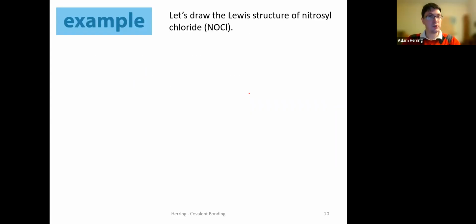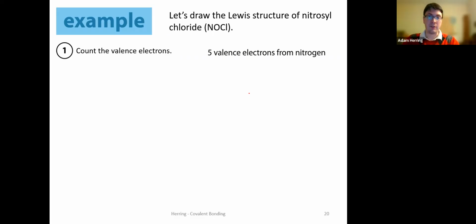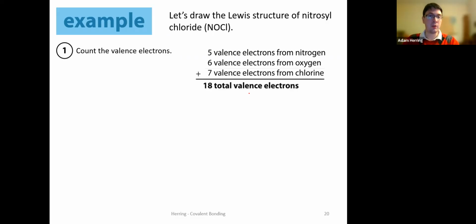So let's do an example here by drawing the Lewis structure for nitrosyl chloride, NOCl. The first step is to count up the number of valence electrons. Nitrogen is in group 5, so it has 5 valence electrons. Oxygen is in group 6. Chlorine is in group 7. When we add these up, we get a total of 18 valence electrons.